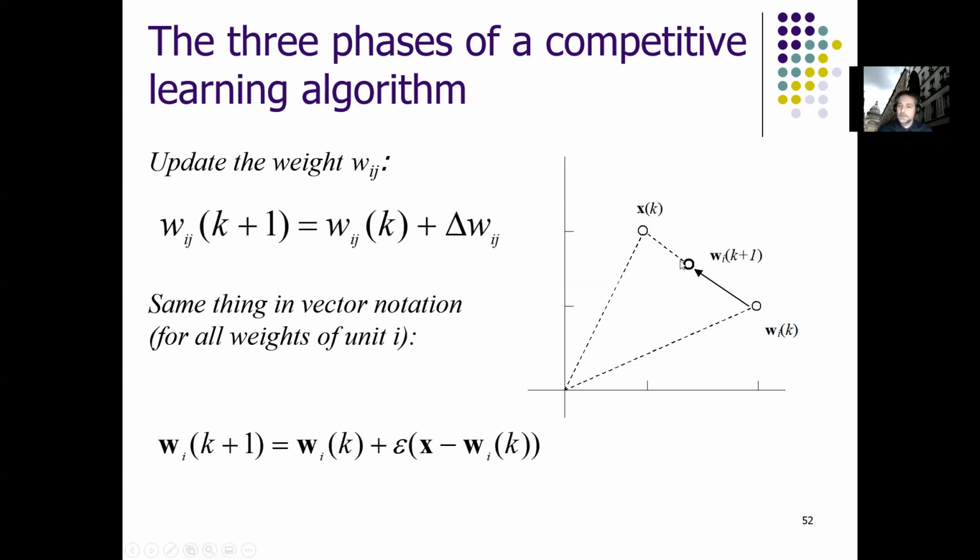This is going to be the update. This small vector now is the update. This is the delta W basically, this small vector, because I multiplied this big one with the learning rate. So I get something smaller depending on the value of the learning rate that I'm using. And then what I need to do is add these two vectors, which is going to give me basically this location for the new weight vector. And that is going to be the new vector W_i(k+1).